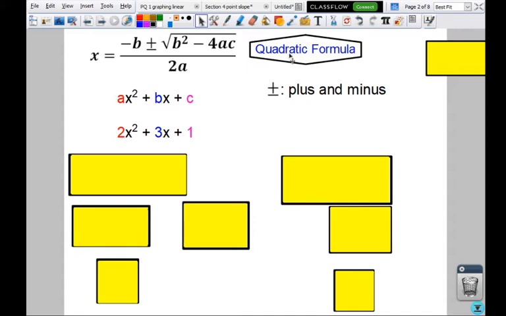So the first thing I'm going to do is I'm just going to fill in this formula. And it's going to give me two solutions. Just like we had in our warm-up, we had two answers. We're still going to get two answers here.